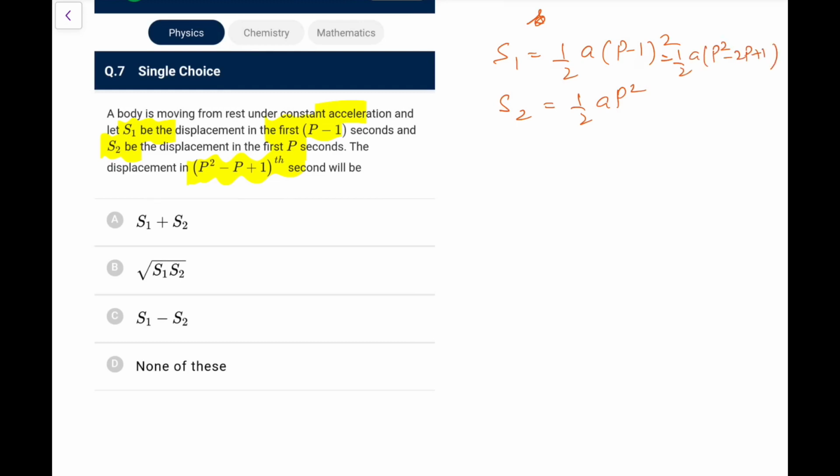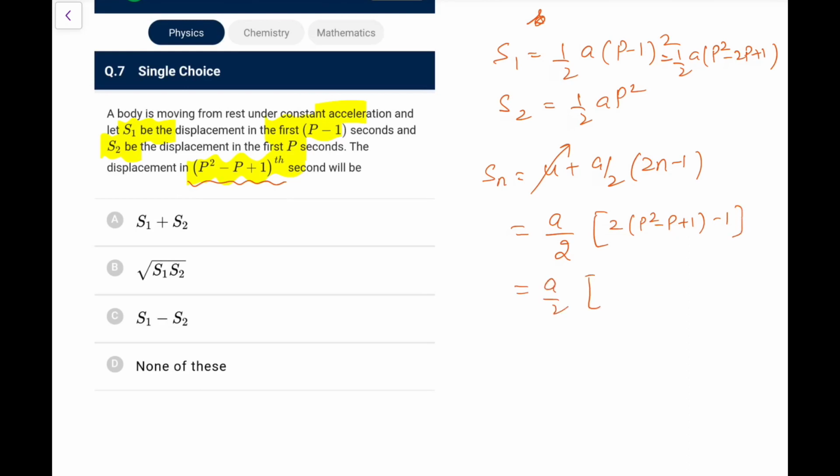Okay, now this is in nth second, so nth second displacement, the formula we had is u plus a by 2 into 2n minus 1, and because u is 0, it would be a by 2 into 2n minus 1, so 2 times p square minus p plus 1 minus 1, that is what we need. So if I do this, what I get is 2p square minus 2p, and this will become plus 1, 2 minus 1, that is 2. So now going by the option, let's add them.